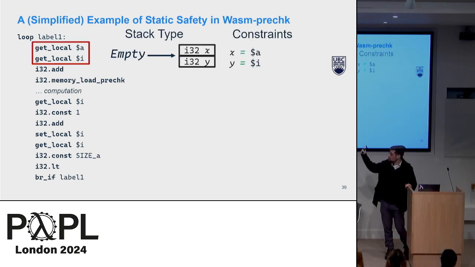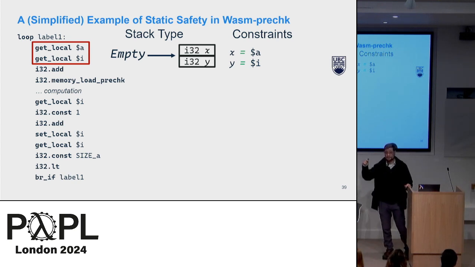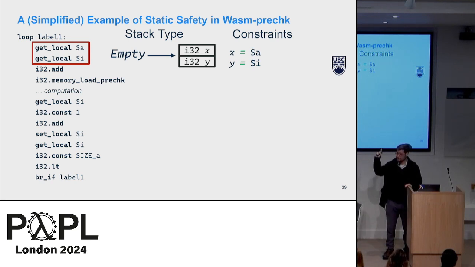So we start as before, and we have empty on the stack beforehand. Now we have two 32-bit integers on the stack after. Except now we have two index variables, x and y, associated with those values on the stack. And we have some constraints about them. x is equal to a, y is equal to i. And local variables can be mutable, so this is kind of a simplification of how we deal with local variables. The full details are in the paper.